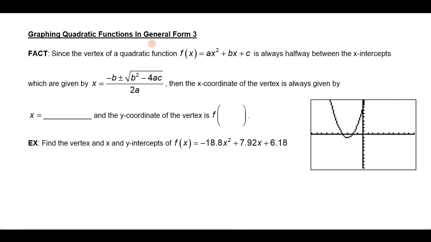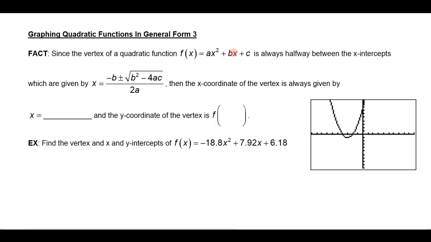Hi everybody, this is part 3 of graphing quadratic equations that are given in general form. Now in parts 1 and 2 we looked at how to rewrite a quadratic equation that's given in general form in what's called the vertex form, and we did that by completing the square.